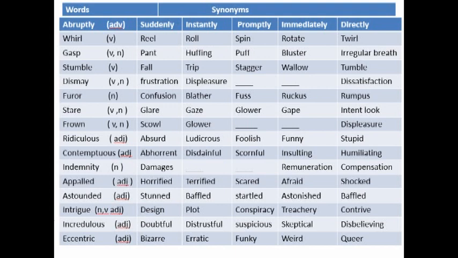The next word is stare. It is a verb as well as a noun. Its equivalent words are glare, gaze, gape, and intent look. The next word is frown. Frown, by the way, are creases that appear on your forehead or face. It is basically a name of an expression. The equivalent words are scowl, glare, or an expression of displeasure.